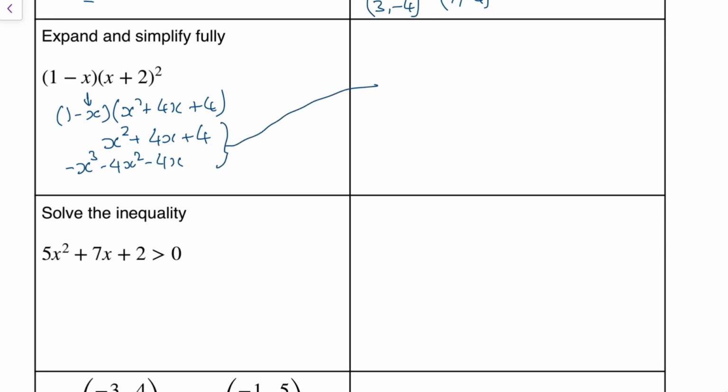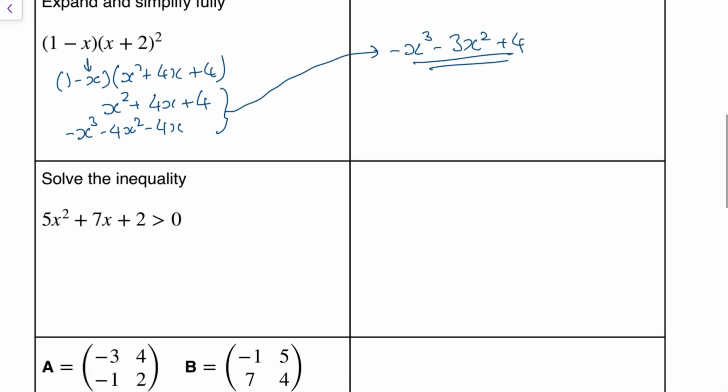And let's bring all this together over here. So that's going to give me minus x cubed, minus 3x squared. 4x minus 4x goes away, and that just leaves me with plus 4. That one was not too bad. Next question.